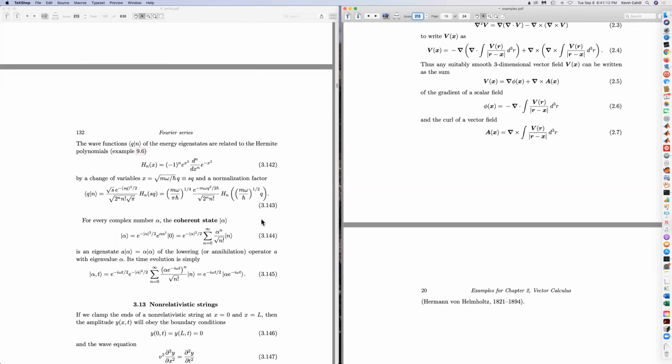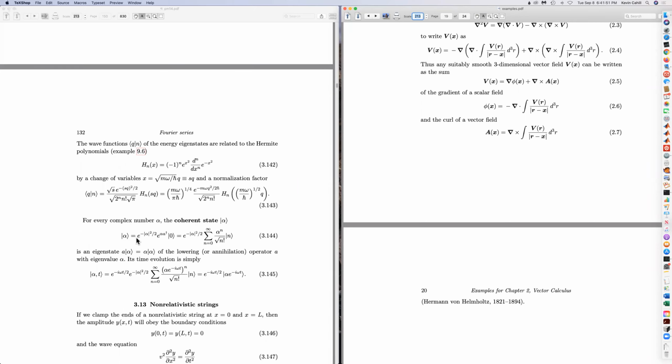It turns out that, and this is particularly relevant to people doing quantum information theory or quantum optics or even physical optics, for every complex number there's a coherent state alpha, and here's the normalized form of it. It's a normalization factor times e to the alpha a dagger on the vacuum. And so that gives us a sum of alpha to the n over the square root of n factorial. This is an eigenstate of the annihilation operator with eigenvalue alpha for every complex number alpha.